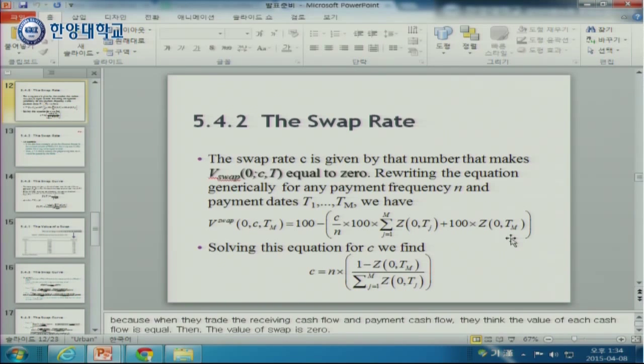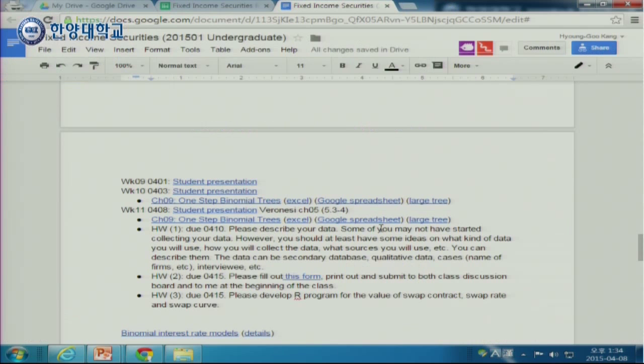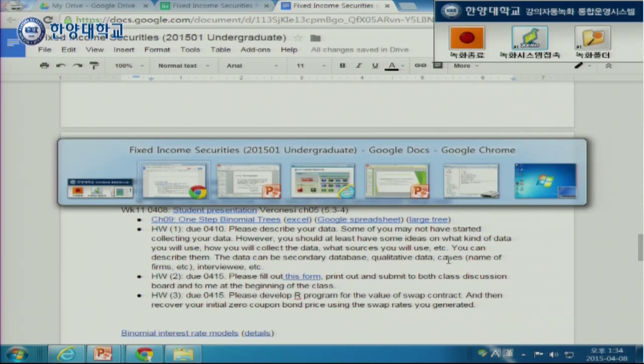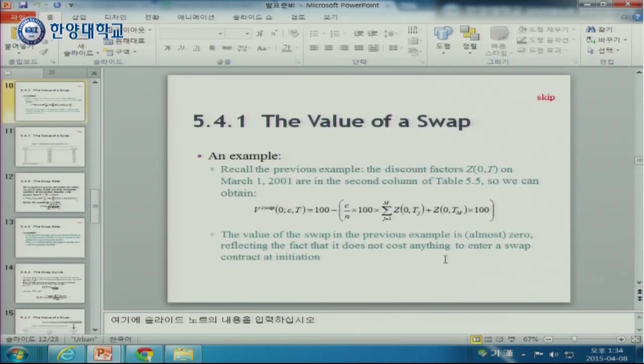you should be able to get the coupon rate. Oh, by the way, I think I have a more interesting idea. Actually, write an R program for swap rate and swap contract, and then recover your initial zero coupon bond prices using the swap rates you generated. Okay, so what I want you to do is, first, this part is easy.